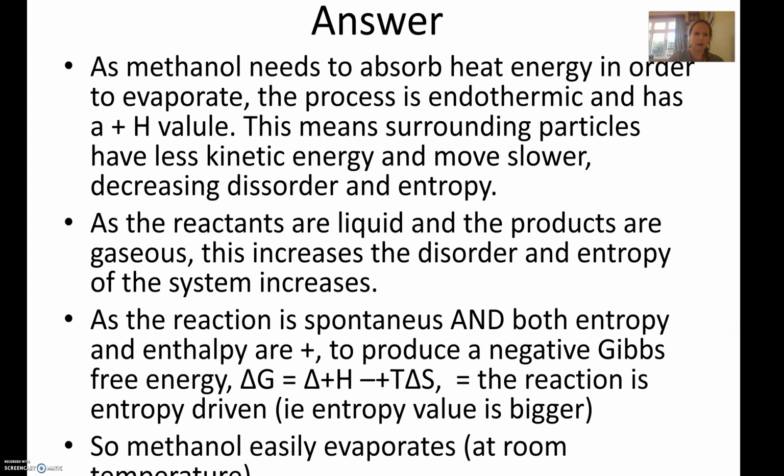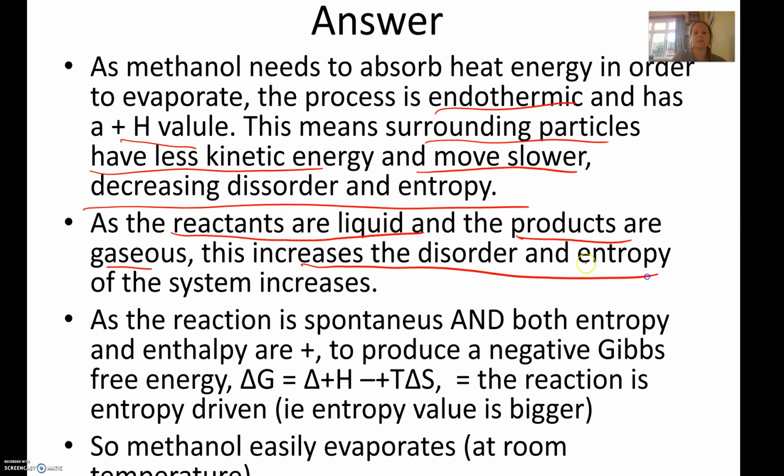And here is my model answer. As methanol needs to absorb heat energy in order to evaporate, the process is endothermic and has a positive H value. This means surrounding particles have less kinetic energy, move slower, decreasing the disorder in entropy. So entropy of the surroundings decreases because it's endothermic. As all the reactants are liquid and the products are gaseous, the increase in disorder means the entropy of the system increases. As the reaction is spontaneous and both entropy and enthalpy are positive, to produce a negative Gibbs free energy, the entropy value must be bigger, which in other words means entropy driven.